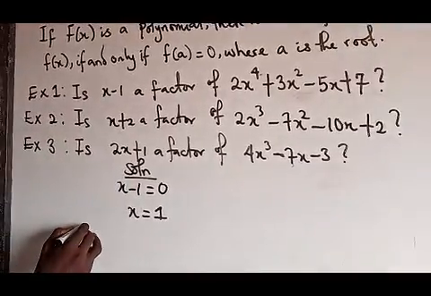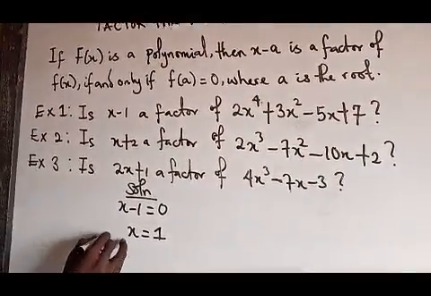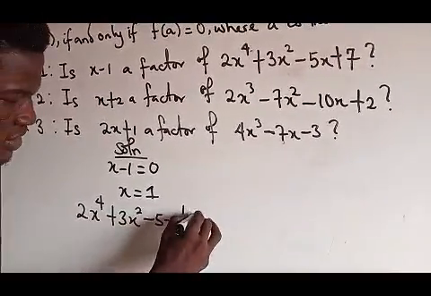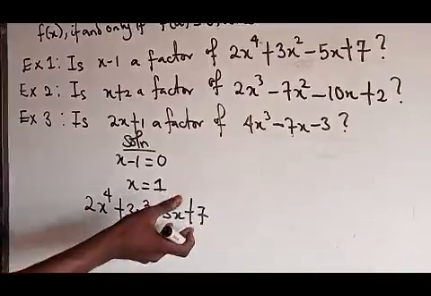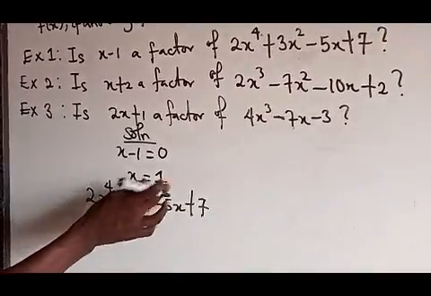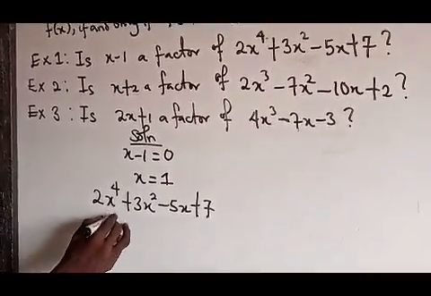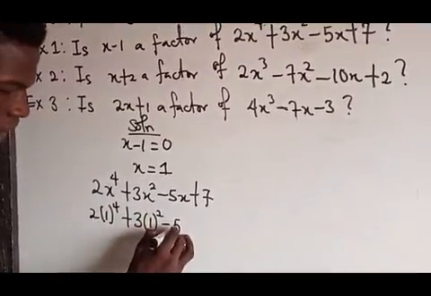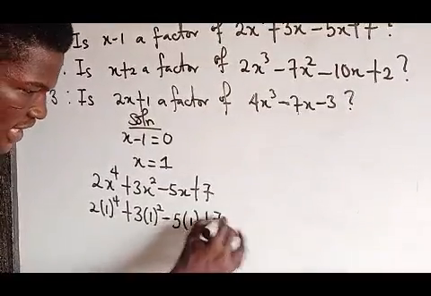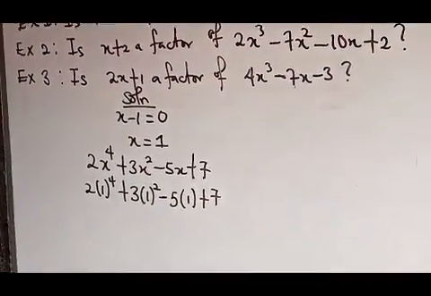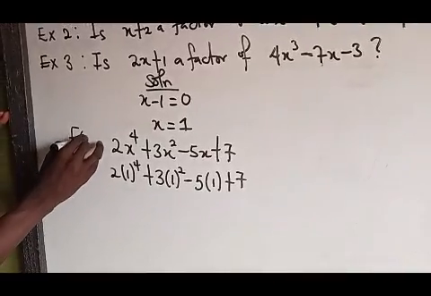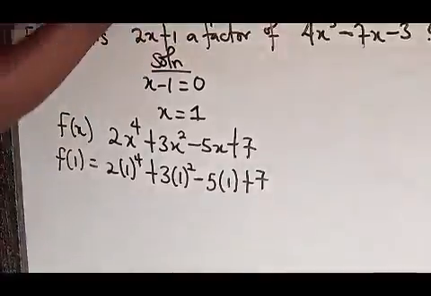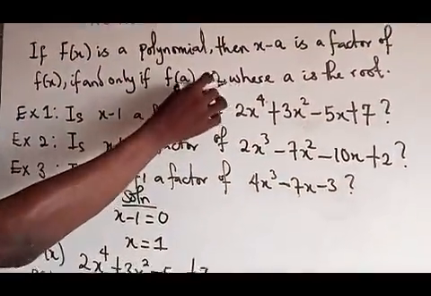Now you have your question to be 2x to the power 4 plus 3x squared minus 5x plus 7. Anywhere you see x in this place, just input 1. So that is 2 open bracket 1 raised to the power 4, plus 3 open bracket 1 raised to the power 2, minus 5 open bracket 1, plus 7. Don't forget, if I get 0, then it is correct. This is your f of x, then this is your f of 1. This is x minus a. When your f of a is equal to 0, that's when it is a factor.